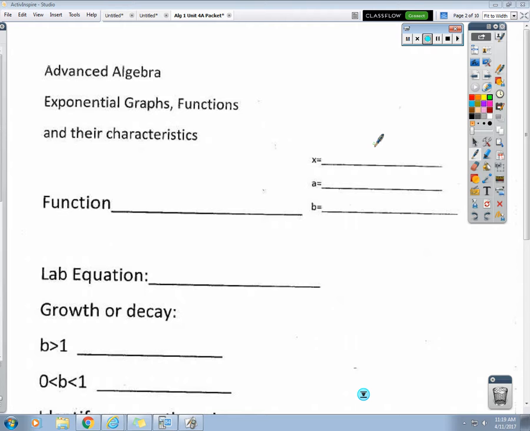So like I said, we did that activity yesterday to lead into our new unit. It's all about exponential equations, which on a graph make a curve shape. Okay? It's written in the form y equals a times b to the x power.